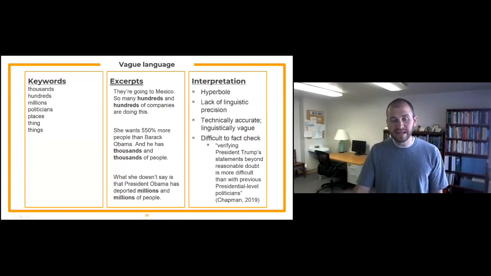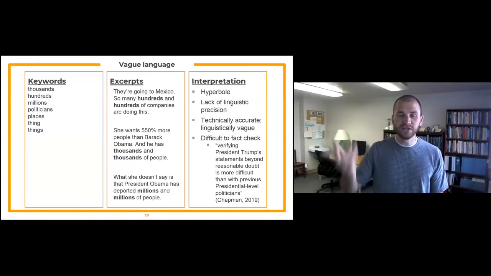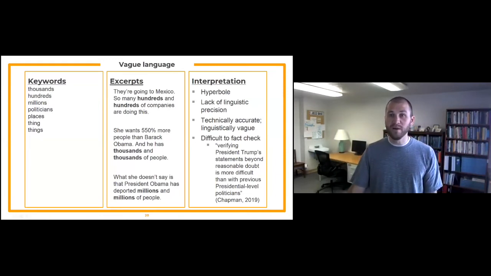The interesting thing is, in many of these cases, what he was saying was technically accurate, just linguistically vague, and I think it was strategic. So one example is at the bottom of the excerpts: "What she doesn't say is that President Obama has deported millions and millions of people." Well, up until that date, under the Obama administration, there had been 2.4 million people deported. So technically, Trump was right. There were millions and millions because there were more than 1 million. However, millions and millions probably leads the imagination of the American public to think about a number much bigger than 2 million.